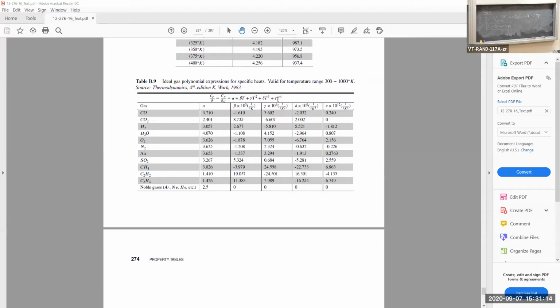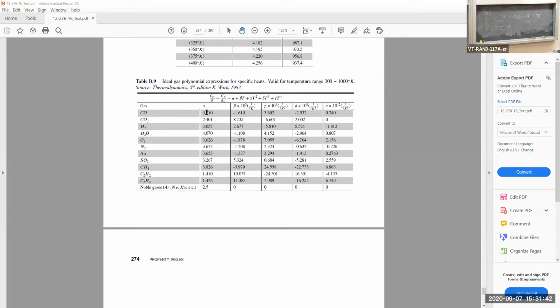I could have done this problem. I'm not going to. I'm going to leave it for you to do as a homework assignment. I could have done this problem by substituting this polynomial expression into my integral and then integrating. The values for the coefficients, alpha through epsilon, are given by these columns here.